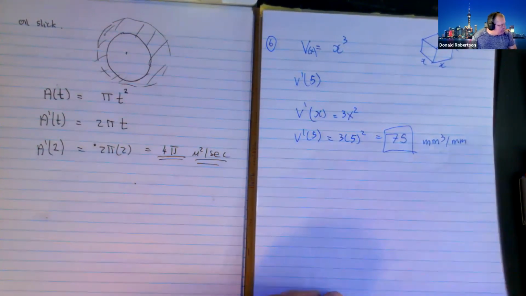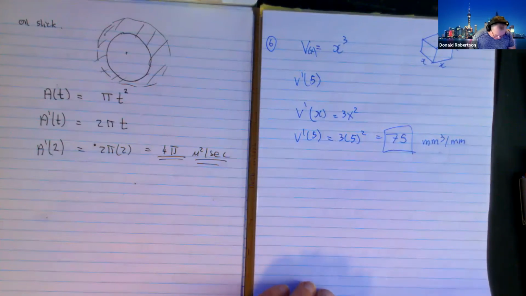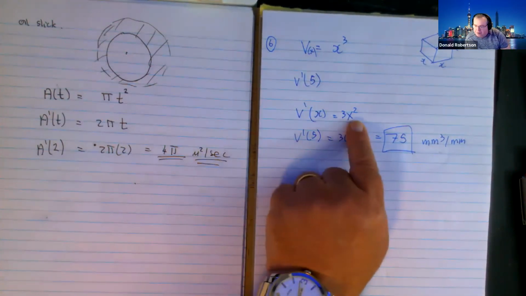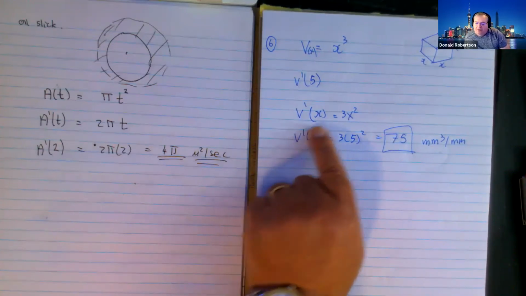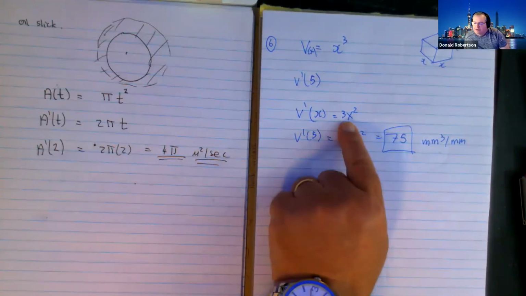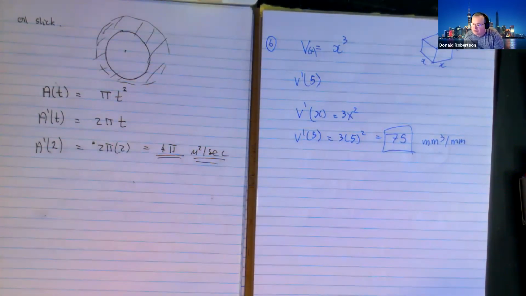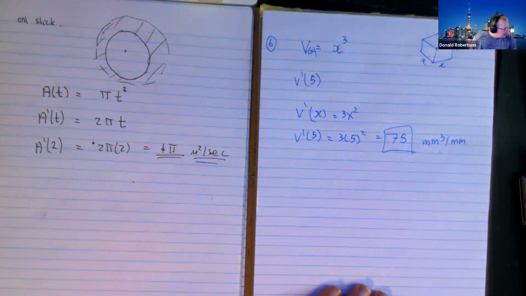So the questions, for the most part at least, are if you give me a formula, can I find the derivative which will tell me the rate of change? And won't I probably then evaluate it at some given value, in this case 5, or in this case 2? Any questions?